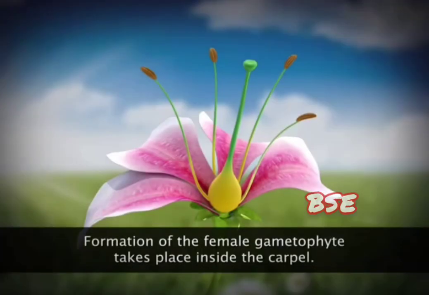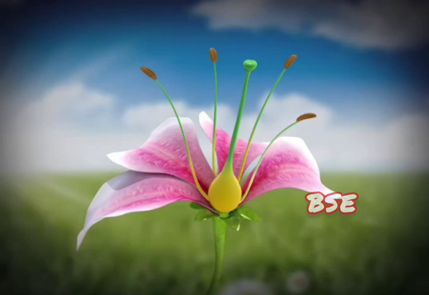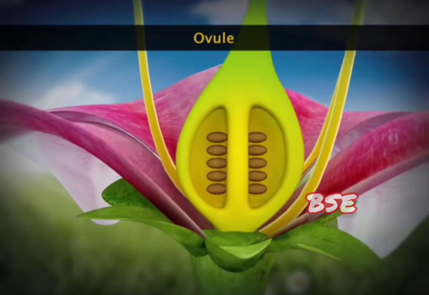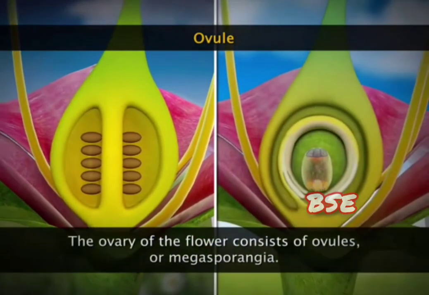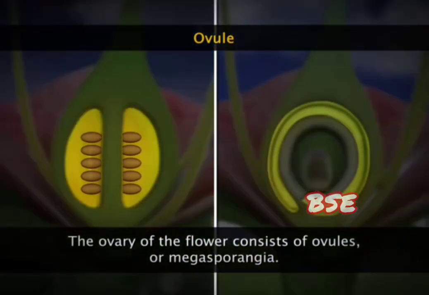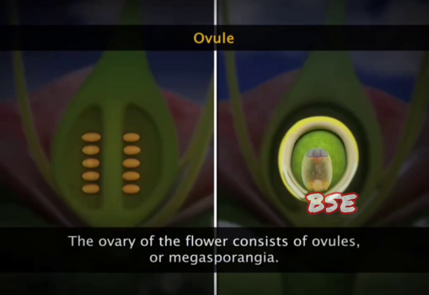Now, let's look at the formation of the female gametophyte inside the carpel. The swollen basal part of the carpel is the ovary. The ovary contains a hollow chamber called the locule. The locule consists of many ovules, also known as the megasporangia.